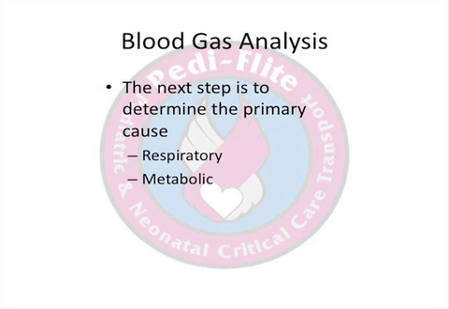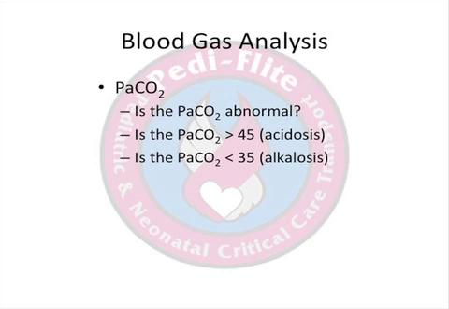The next step is to determine the primary cause. There are two causes for an acid-base imbalance, either respiratory or metabolic. The PaCO2, which is the arterial CO2 content, represents the carbon dioxide, which is an acid and can only be removed through the work of the lungs. Therefore, the PaCO2 represents the respiratory component of acid-base balance.